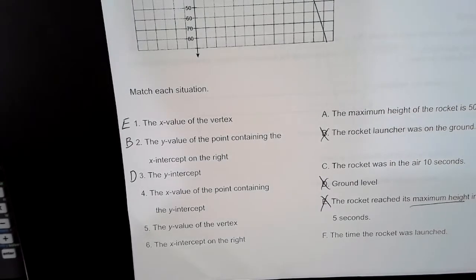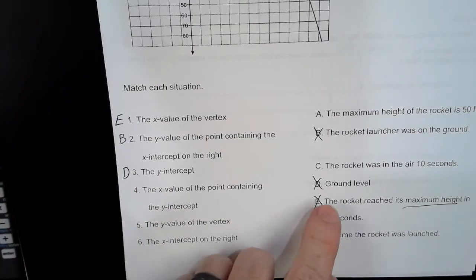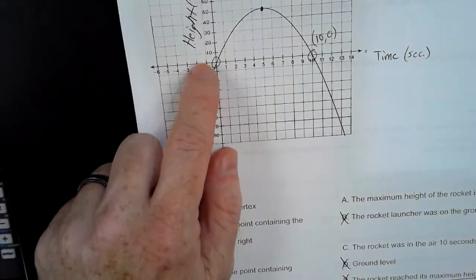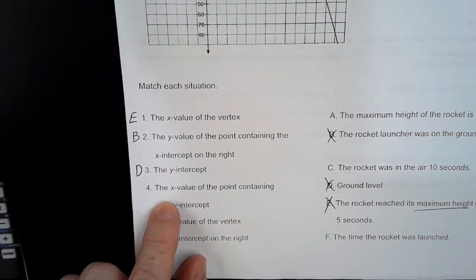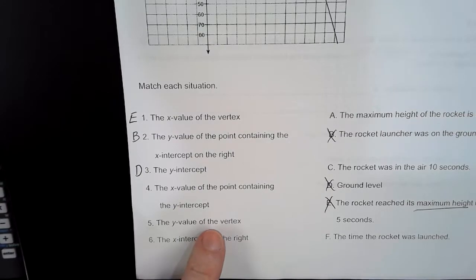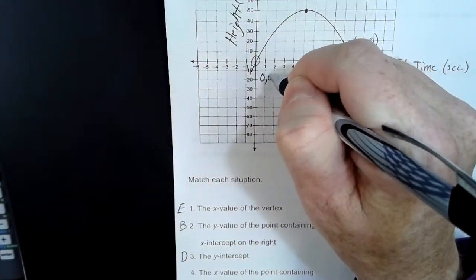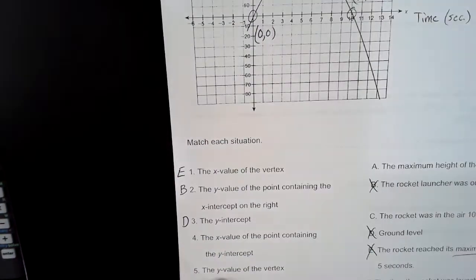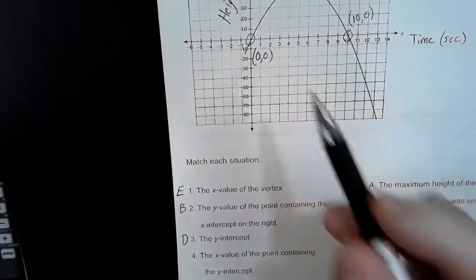Okay, we're back with part 2 here, and we left off finishing the y-intercept, and we decided that was ground level, right? The starting point. So we are moving on to 4, the x value of the point containing the y-intercept. So our y-intercept is (0, 0). Now that we have that, the x value is 0.